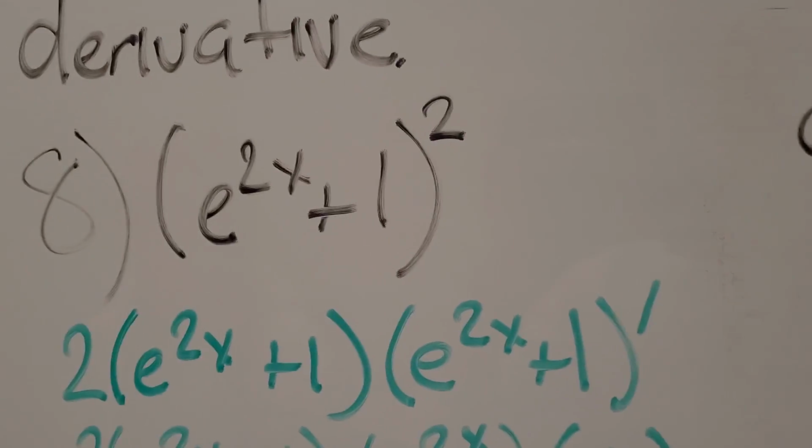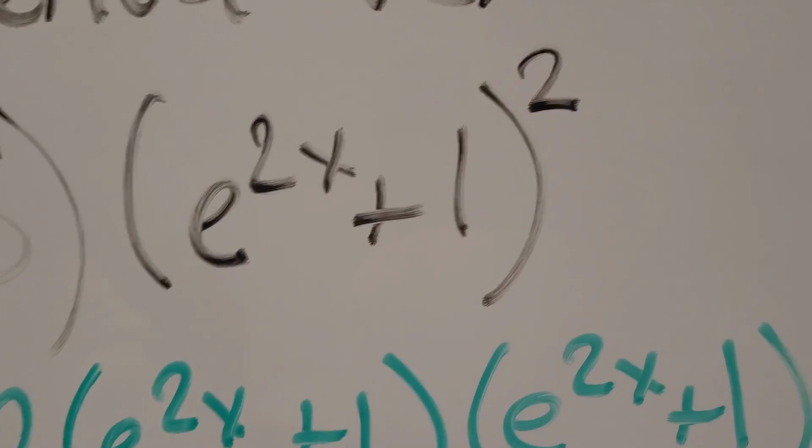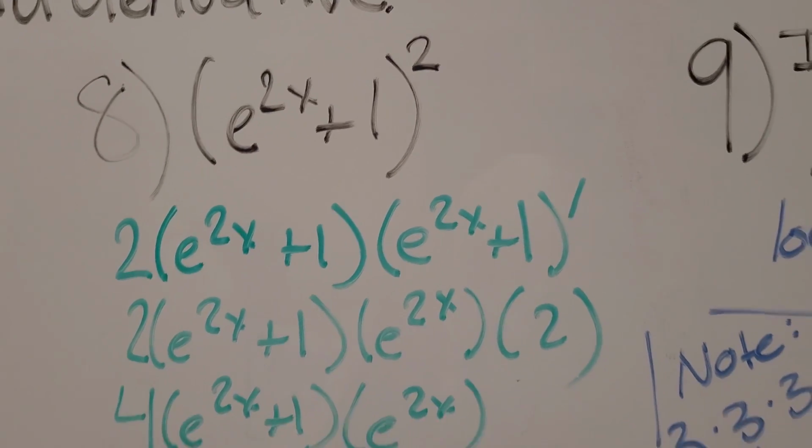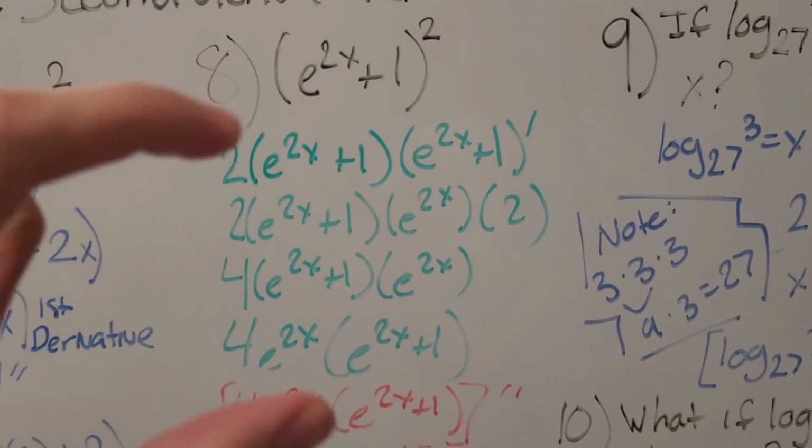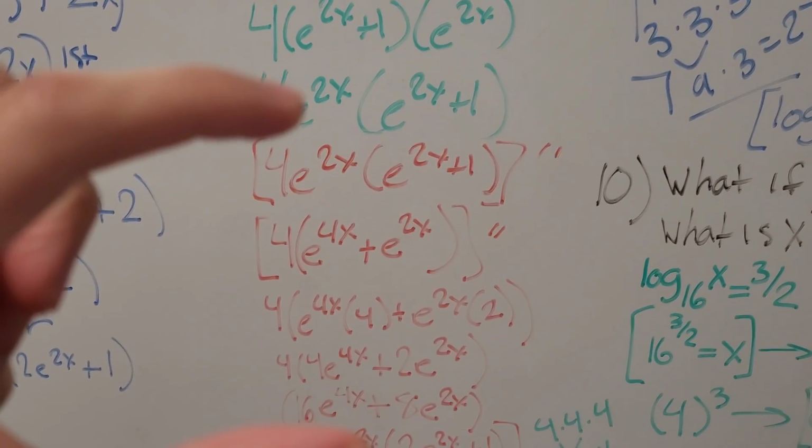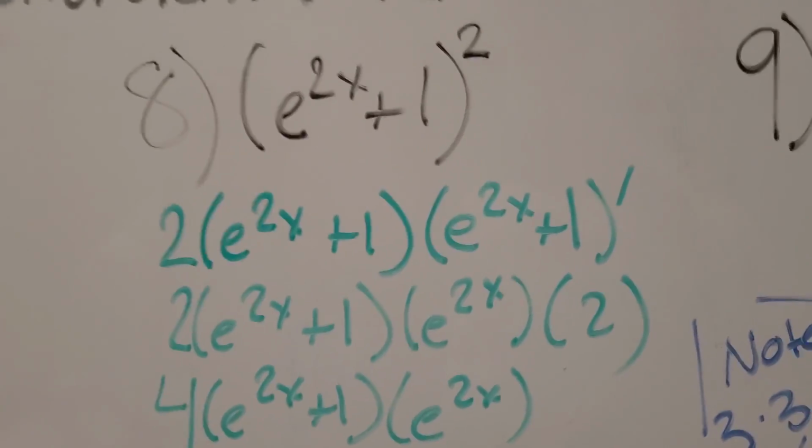Now we're going to be solving for e to the x plus 1 squared. Looking at this problem, we've done the first derivative in green, and we're doing the second derivative in red. So let's start by looking at the first derivative.